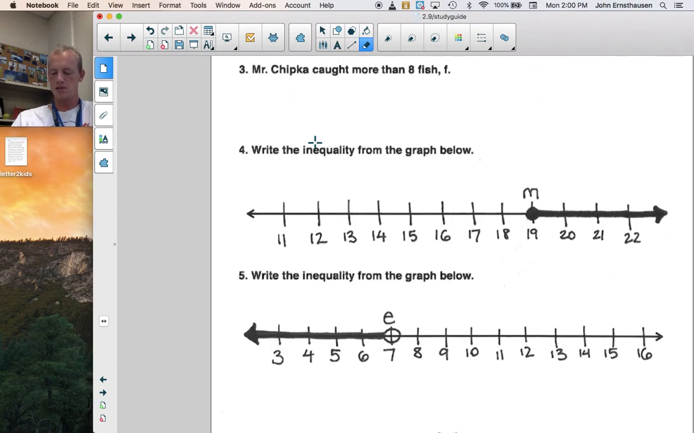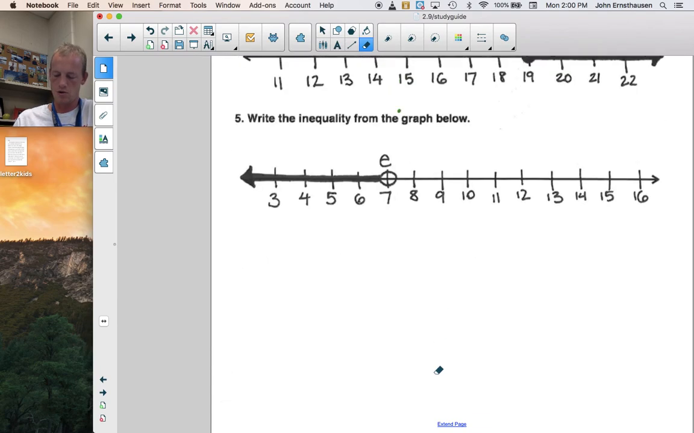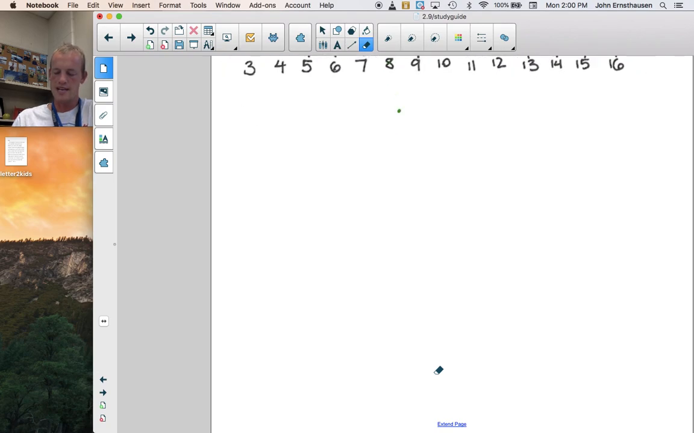Okay. Mr. Chipka caught more than 8 fish. Let's put the variable on the left, put the number on the right. What do the words more than mean? What sign would that be? Okay, and then you're going to get a little practice here. All right, as I scroll, writing the inequalities. I'm also going to set these up for you.